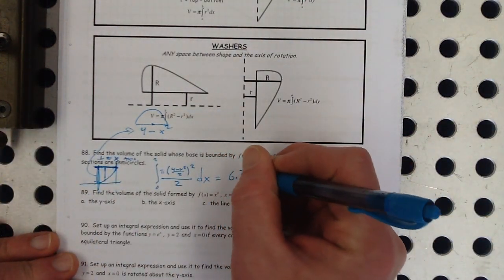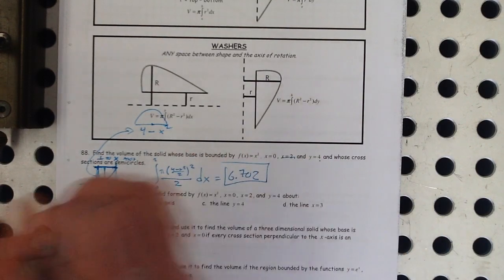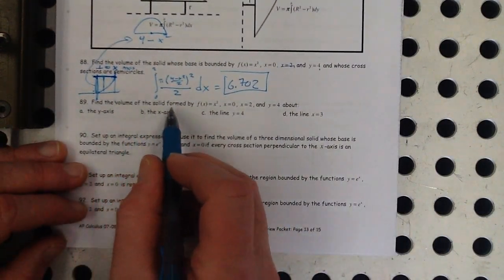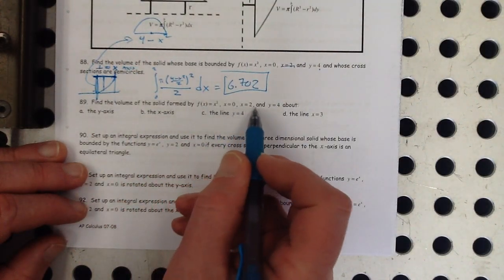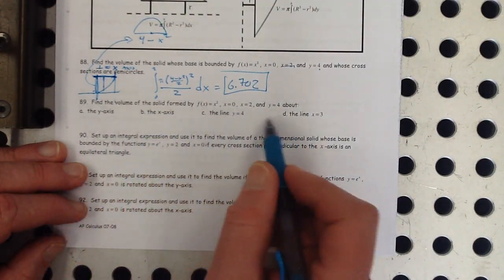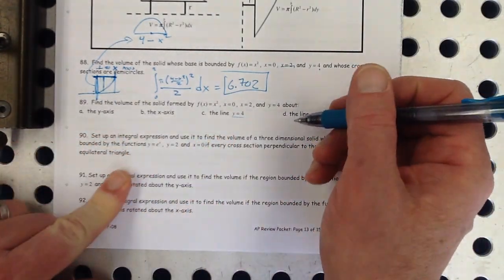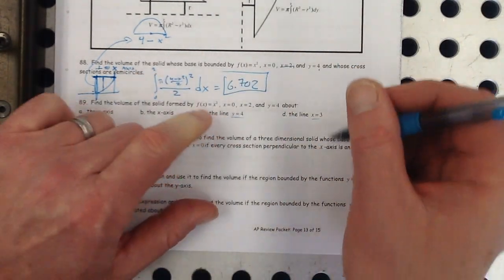College Board wants 3 decimal places. I obey. Find the volume of the solid formed by x squared, 0 about the y-axis. Oh, here are our other lines. So let me sketch this region, and then we'll set these up. These ones I think I will just set up for you.